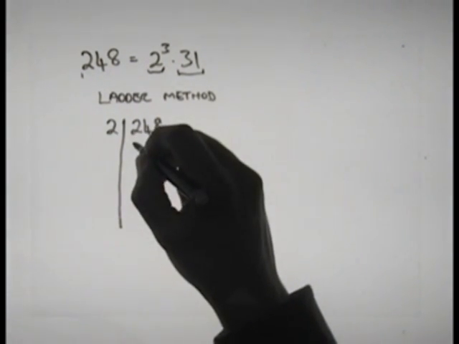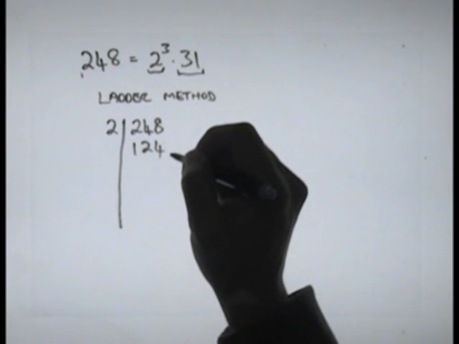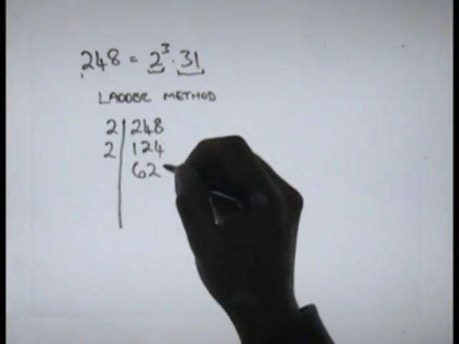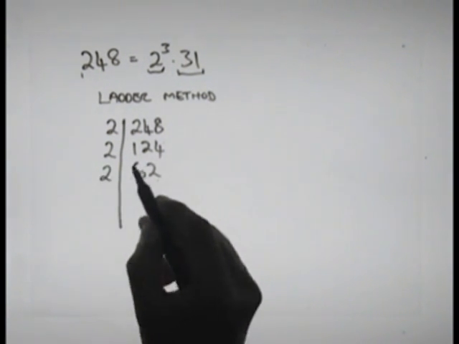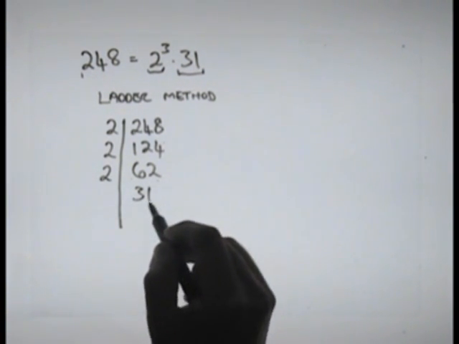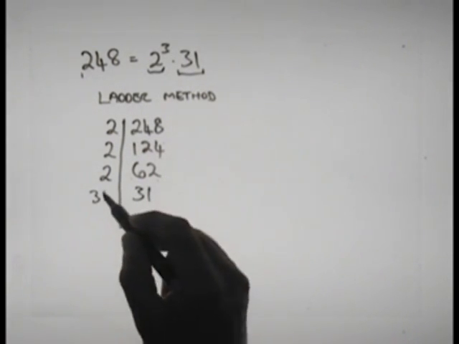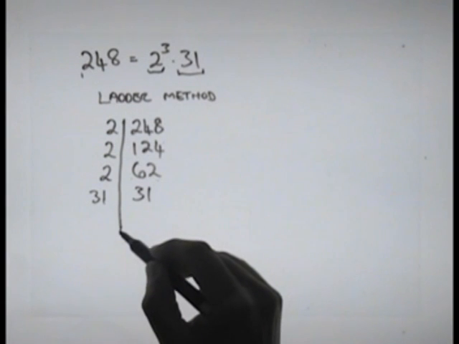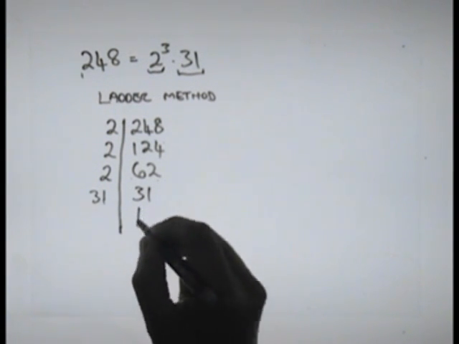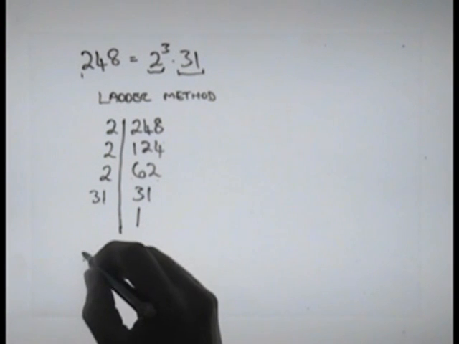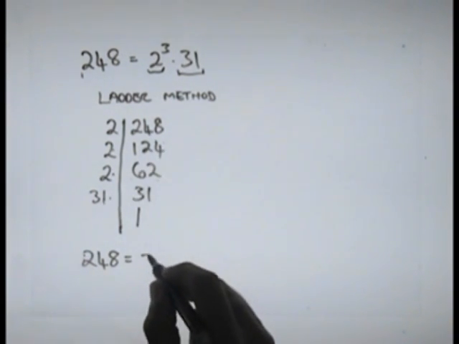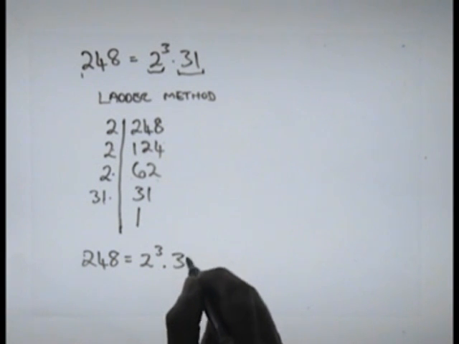2 into 248 goes 124 times. Smallest prime number into 124 is also 2, and that goes 62 times. Smallest prime number into 62 is again 2, and that goes 31 times. Smallest prime number into 31 is 31. 31 is itself a prime number. Hence, the smallest prime number into it is 31. 31 into 31 goes 1 time, and we stop when we reach that. That means that 248 is equal to 2 times 2 times 2 times 31, or 2 to the power 3 multiplied by 31.